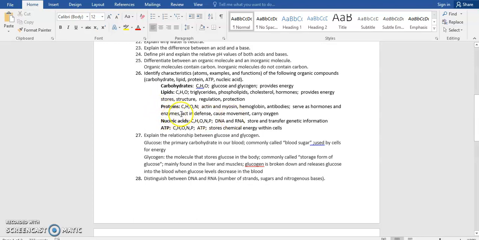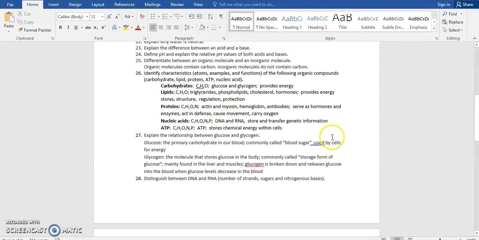So these are based on our examples. They act in defense, which would be the antibodies. They cause movement, which would be the actin and myosin. They carry oxygen, which is the hemoglobin. And they serve in regulating body processes. And then enzymes, they're pretty much directing all the chemical reactions that are happening in the body. So you can't overstate the importance of proteins in the body. They do quite a bit of functions in the body.